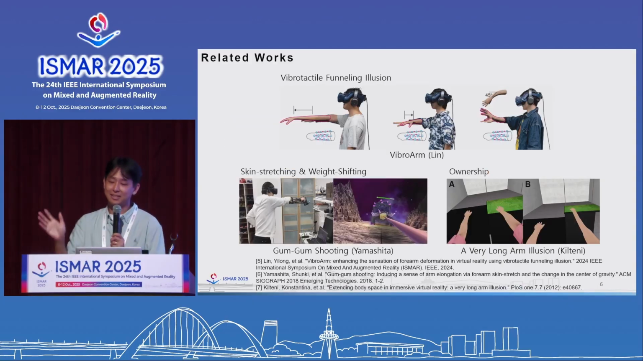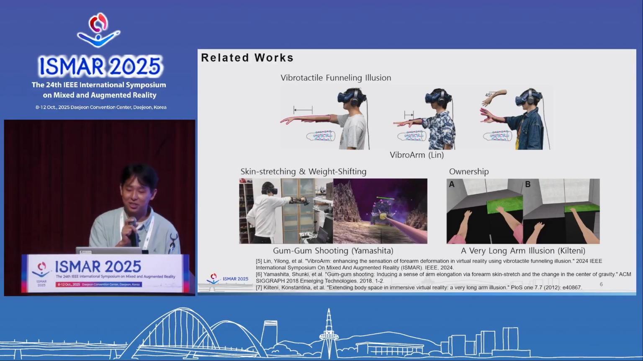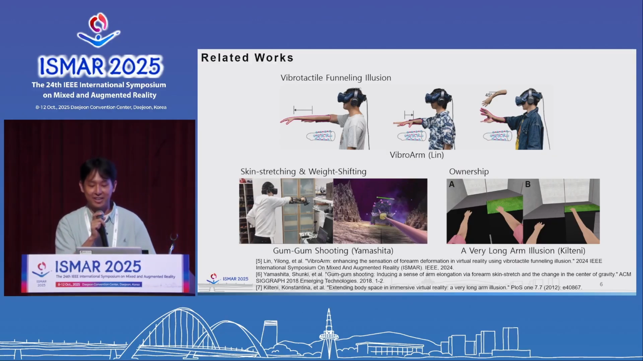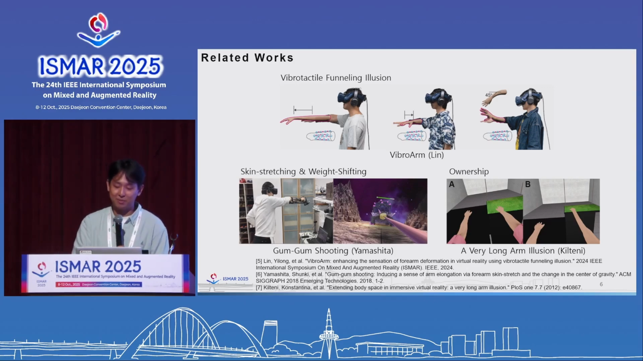Within this broader category of beyond rear interaction, many works have focused more specifically on arm deformation. Previous research has tried some creative approaches. VibroArm, our previous paper, used vibrotactile funneling illusion to enhance the sensation of forearm deformation. Gum shifting combined weight shifting and skin stretching to make the arm feel elongating. And the very long arm illusion studied how different amounts of elongation affect people's sensation of ownership.